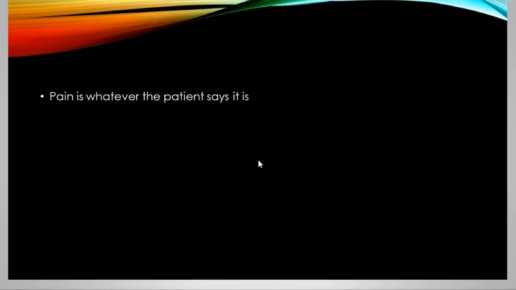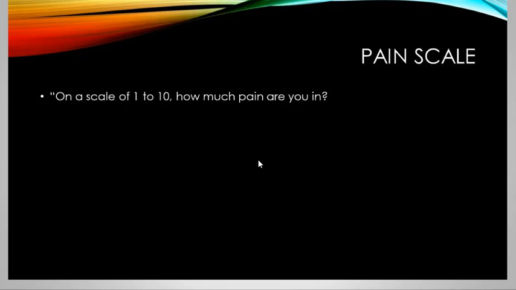So pain really is whatever the patient says it is. You know, what do you want to do? Say just tough it up? No. If a patient says they're in pain, that's what pain is. And oftentimes we rate pain on a scale of 1 to 10. How much pain are you in? So that can give us a little barometer as to what the patient is really feeling.